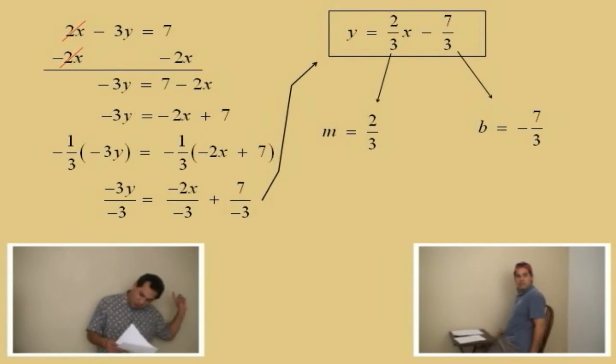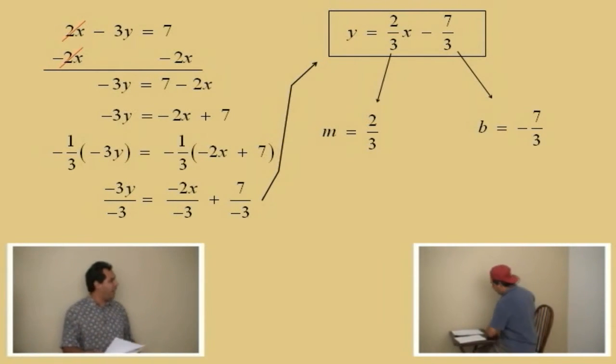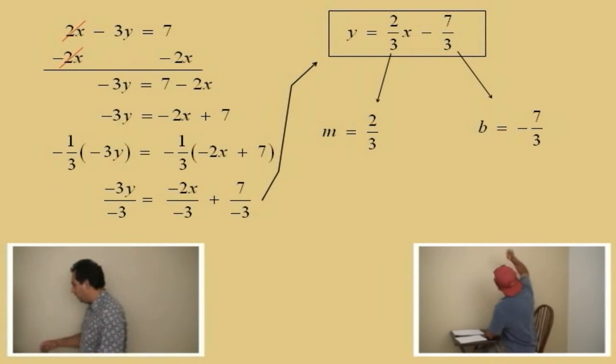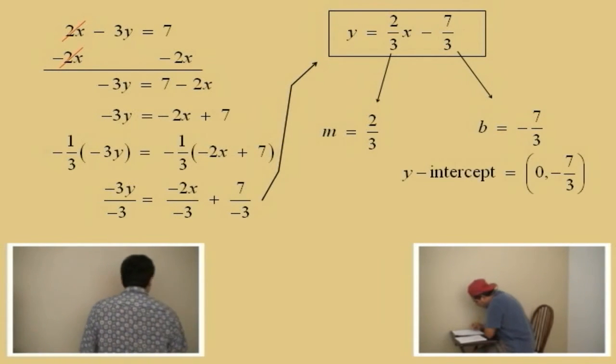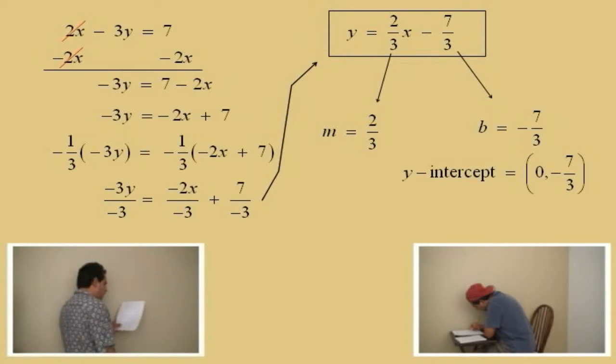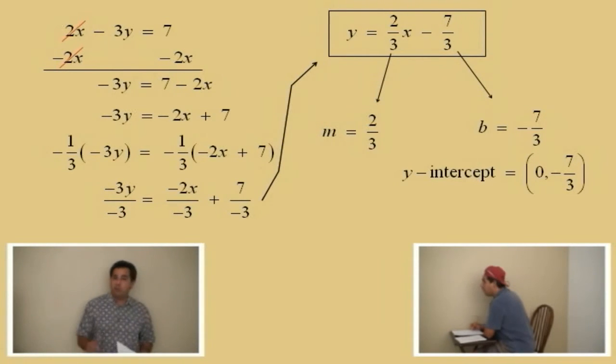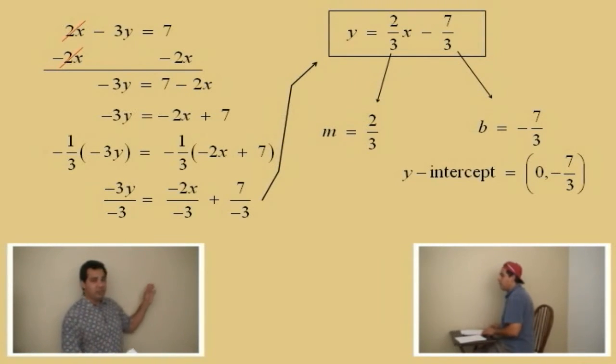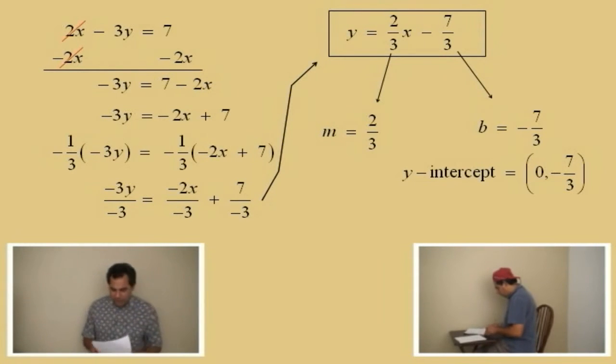Okay, so what are the coordinates of the y-intercept, Charlie? (0, -7/3). Very good. Remember, the y-intercept has the x coordinate equal to 0. Okay, so there we go. Let's do another one.